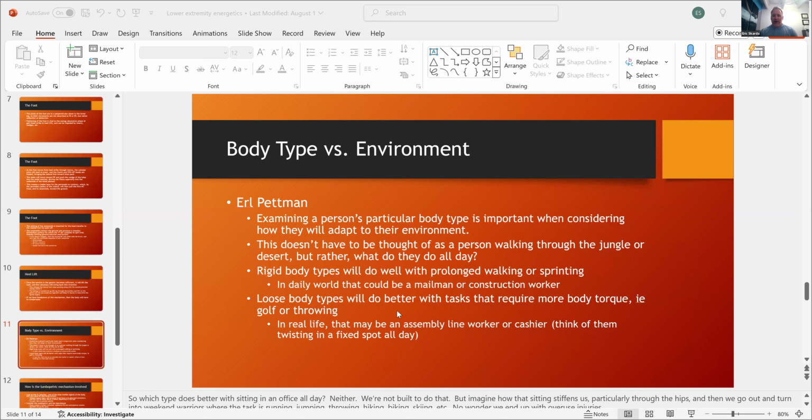Because again, if you think about it evolutionarily, our bodies are typically going to be up and moving around all day, right? Foraging for food, hunting for food, looking for water, avoiding predators, climbing, jumping, et cetera. All these things are things that we're supposed to be doing on a regular basis during our day and not just after our work day. But we've kind of transitioned into this much more sedentary lifestyle for most people. So again, the duality, I think, is a lot to ask for a lot of people. All right. Any questions about body type versus environment?